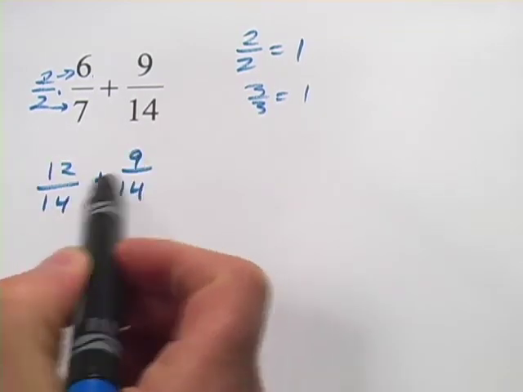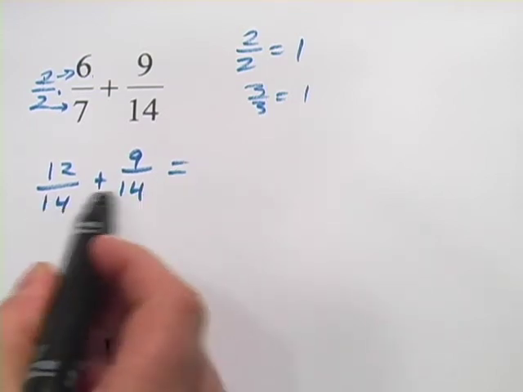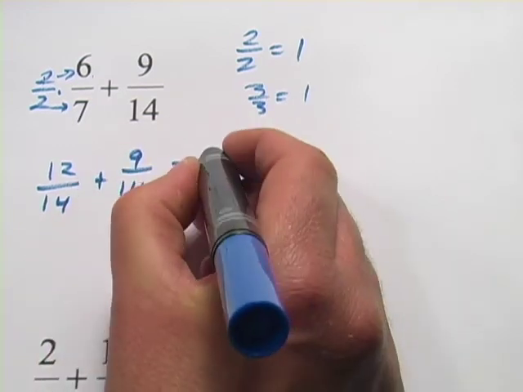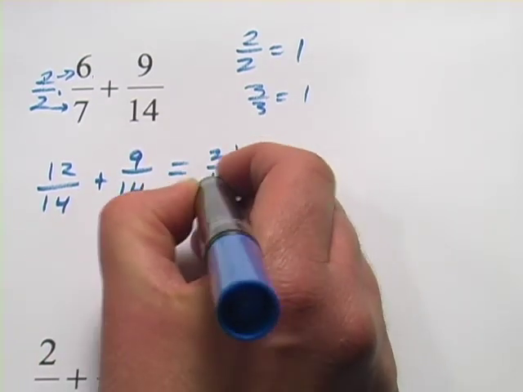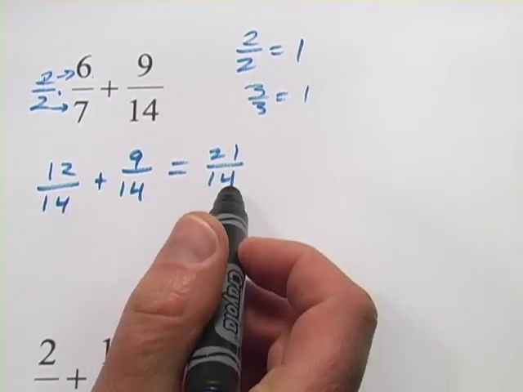So 12 plus 9, I add across the top, and then I just put it over the same denominator. I don't add the denominators. So 12 plus 9, and that's going to be 21 over 14. Now, this is an improper fraction, so we might want to simplify that.